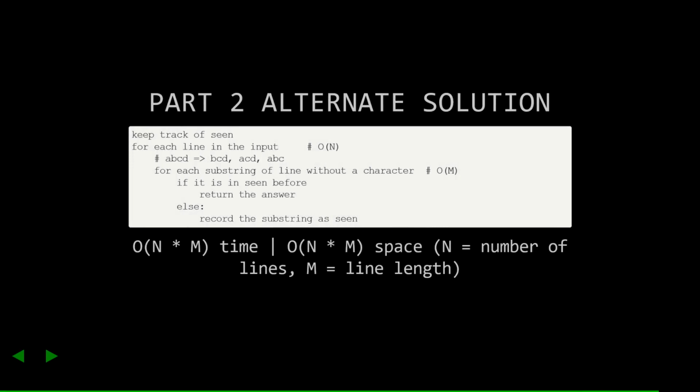In an effort to try and improve the runtime of the algorithm, I tried thinking of a different approach. In this approach, as we loop through the lines, we keep track of all possible line substrings that we've already seen, and if we encounter one we've seen before, then we're done. This reduces the outer loops from O of n squared to O of n times O of m. In this case, n is the total number of lines and m is the length of the strings.